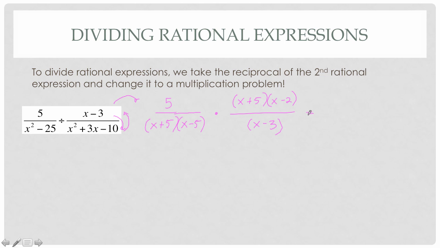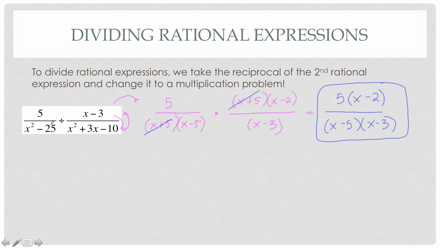And multiplication is pretty easy. We know how to do that, right? Just multiply across the numerator, multiply across the denominator. First, I'm looking for any common factors. x plus 5 divides out with x plus 5, so I don't need that. So then it becomes 5 times x minus 2. And on the bottom, we have x minus 5 times x minus 3. And I can go ahead and leave that as my final form.